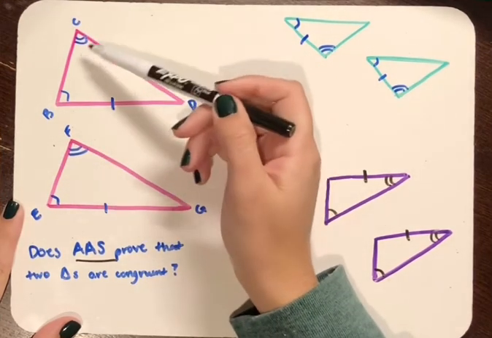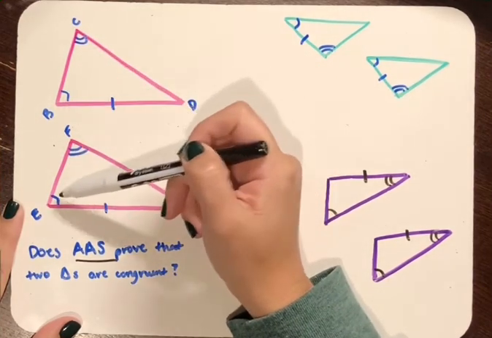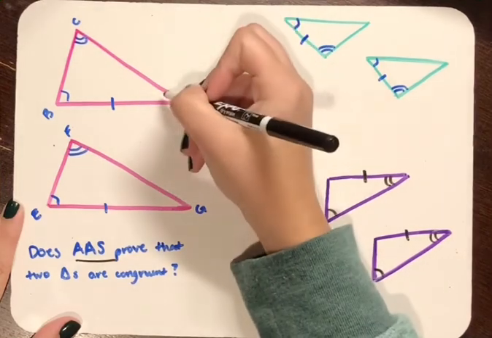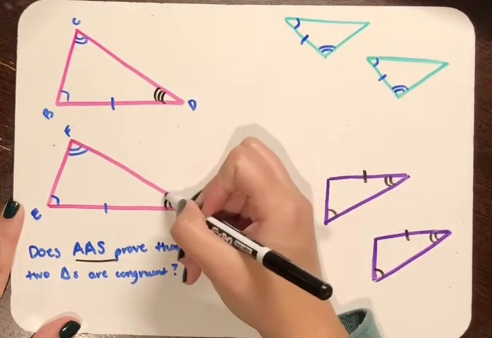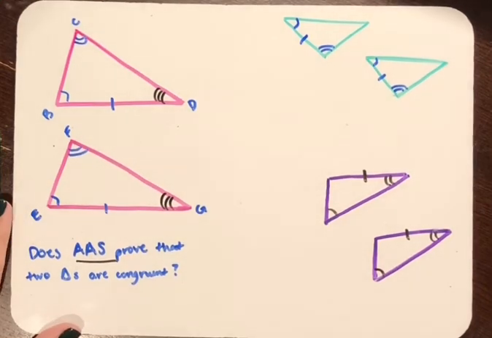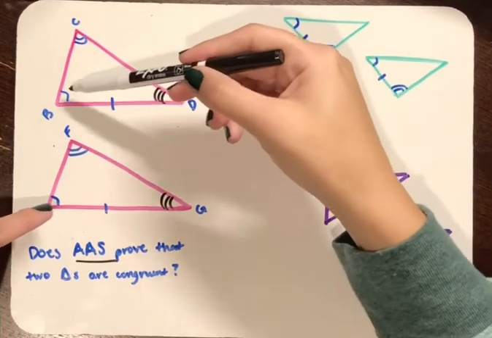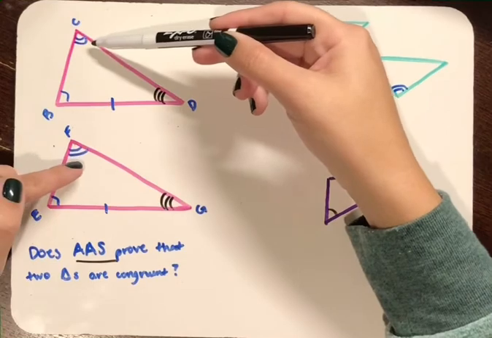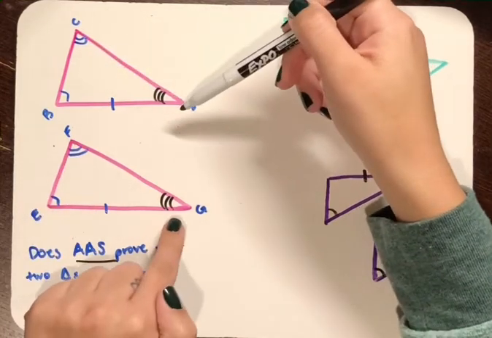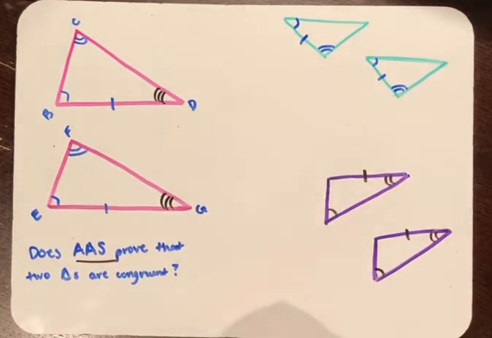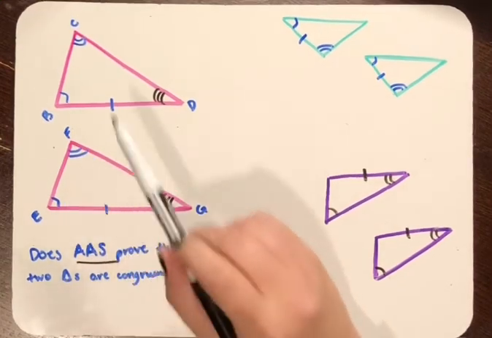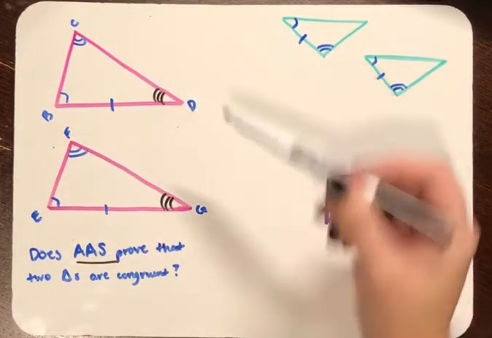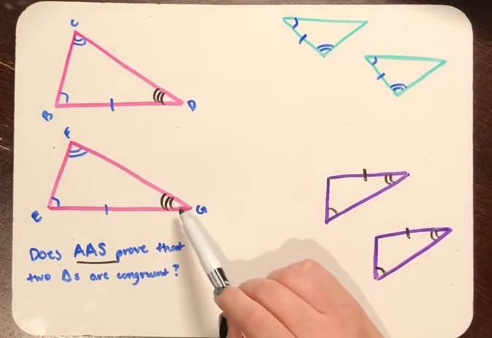So since these two triangles already have two sets of congruent angles, the third set of angles must also be congruent. This is called the third angle theorem. If I have two pairs of angles in a triangle that are congruent, then the third pair of angles must also be congruent. There's only one possible measure that would give us a sum of 180 degrees here. So angle D must be congruent to angle G.